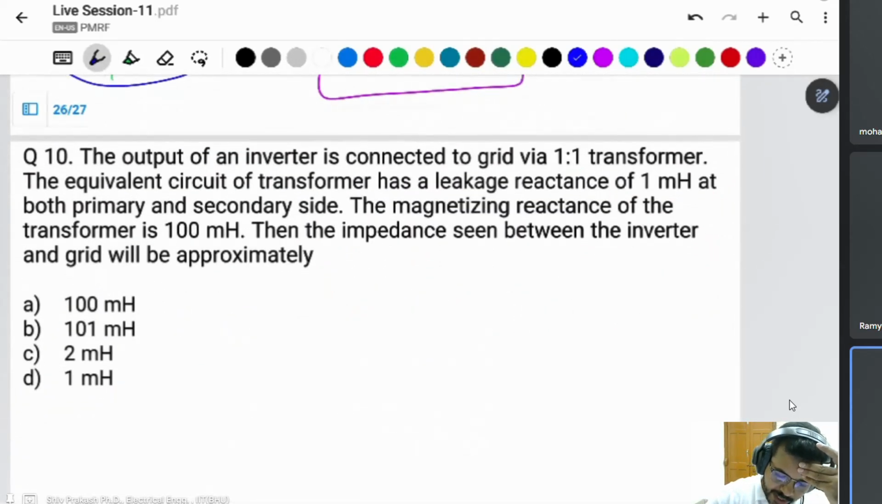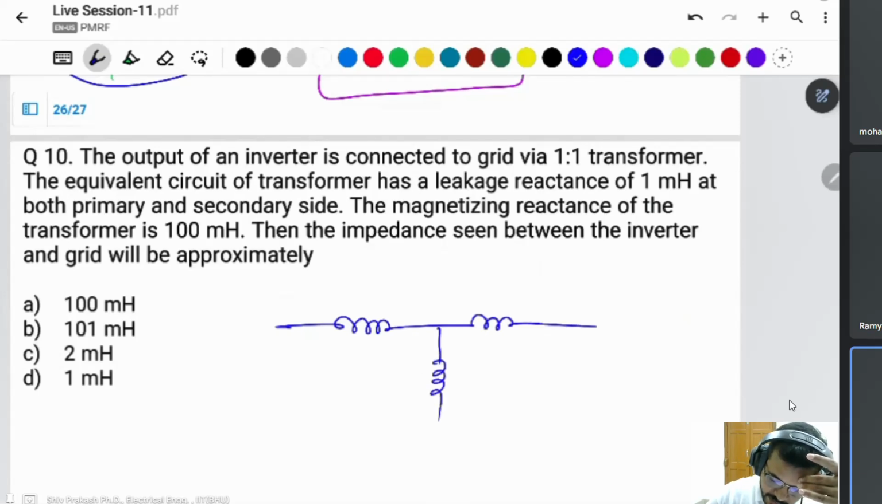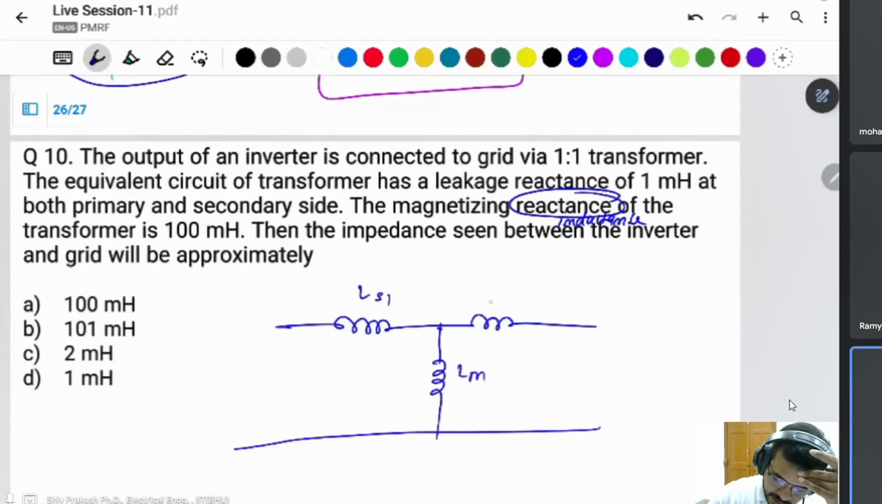Okay, the output of an inverter is connected to a grid via a one-to-one transformer. The equivalent circuit of the transformer has a leakage inductance of 1 millihenry on both the primary and secondary side. The transformer is 1 to 1. The magnetizing inductance of the transformer is 100 millihenry, the inductance, not the reactance. LM, LS1, LS2. There is an input side and a grid output side.